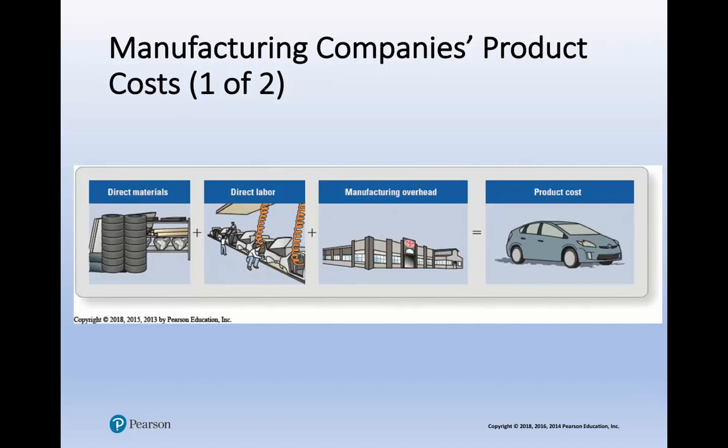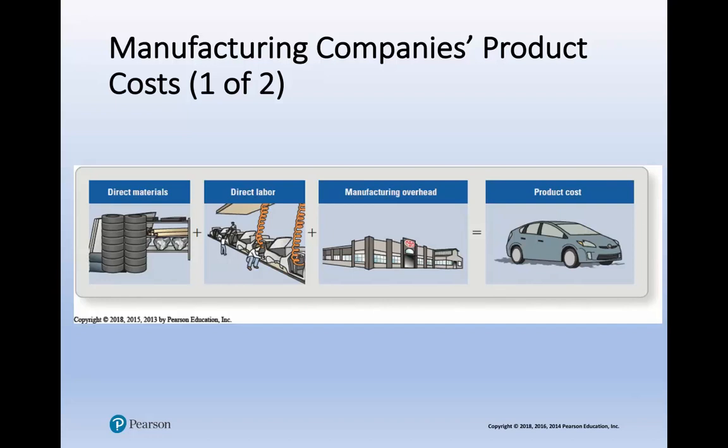When we talk about manufacturing companies, this is where it gets a little bit more complicated, a little bit trickier. And again, we're going to talk about this a lot more in chapters 3, 4, and 5 this semester. But we can see here, we have our three different types of manufacturing costs that go into our product cost.